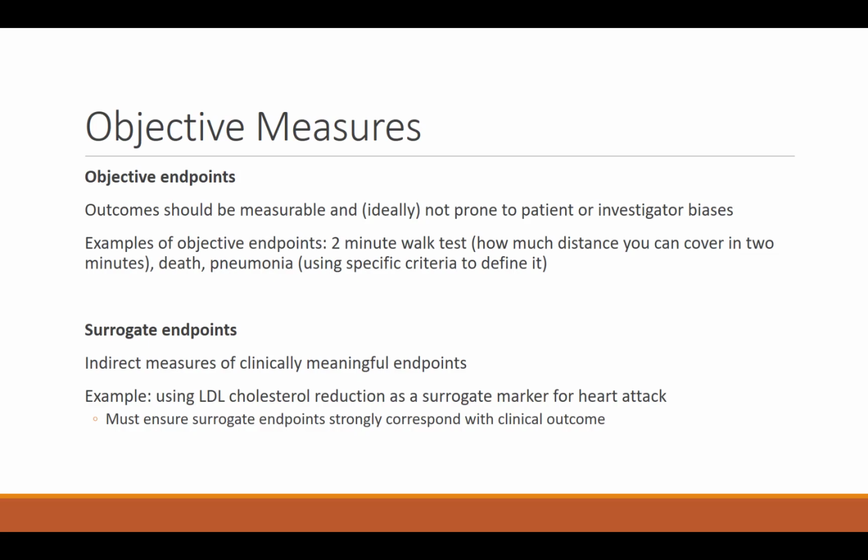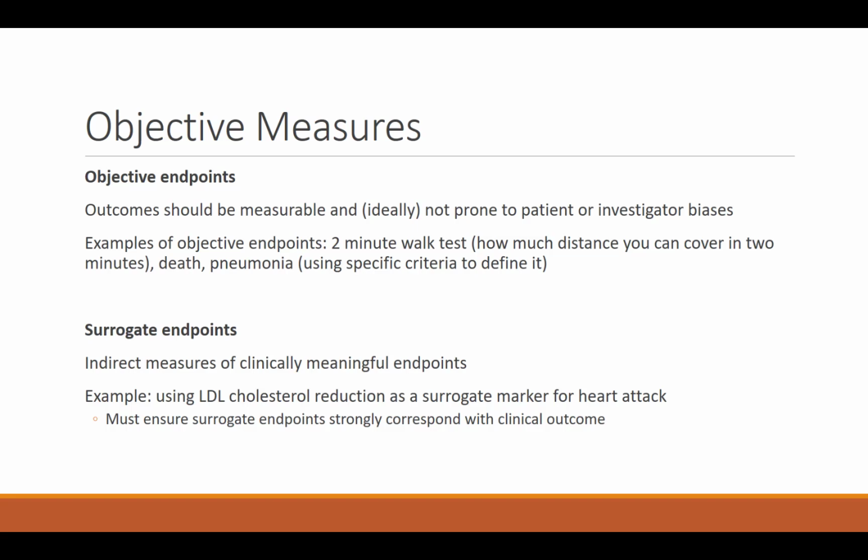Let's bring our discussion over to endpoints, talking specifically about objective or surrogate endpoints. Objective endpoints are endpoints which are measurable, which makes them ideally not prone to patient or investigator biases. Some examples of objective endpoints used in the medical literature are, for instance, the 2-minute walk test, which simply shows how much distance you can cover in 2 minutes. So you just start walking and we measure how far you go. It's extremely objective, easy to measure, and not prone to bias from patients or investigators.